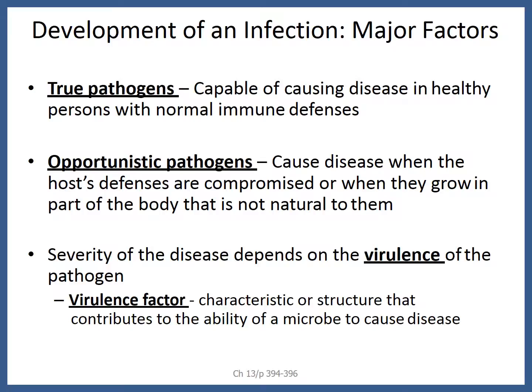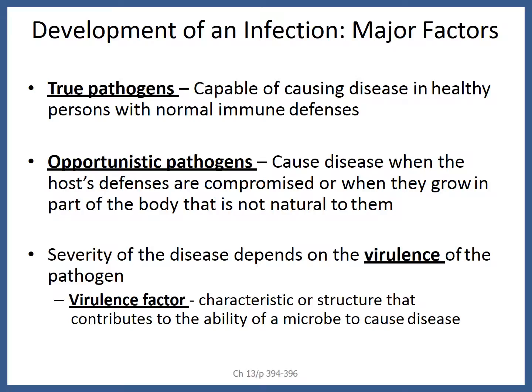Now, another term that's important to think about is the idea of virulence. You've talked about this a little in class, you may use the term virulent, and it really is referring to the severity of the disease. You may have different strains or forms of a particular species of bacteria, and some of them can cause more severe disease. This is due to the presence of things called virulence factors. Virulence factors are characteristics or structures that contribute to the ability of a microbe to cause disease.